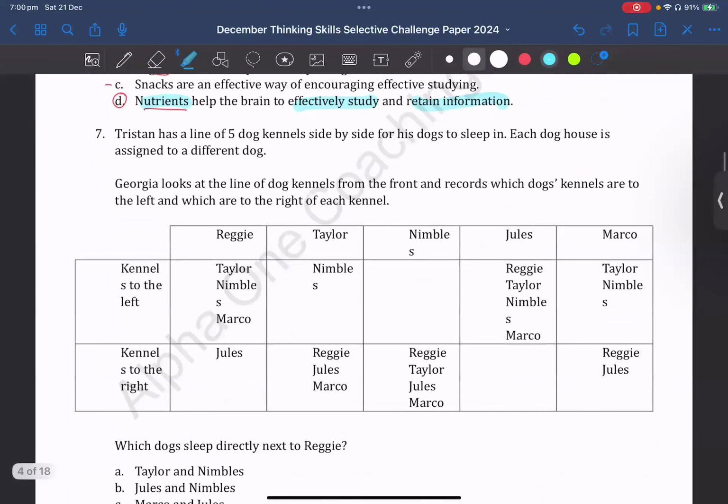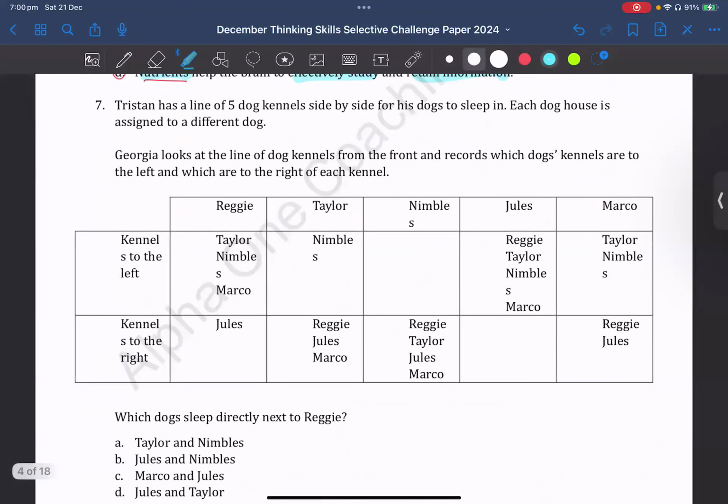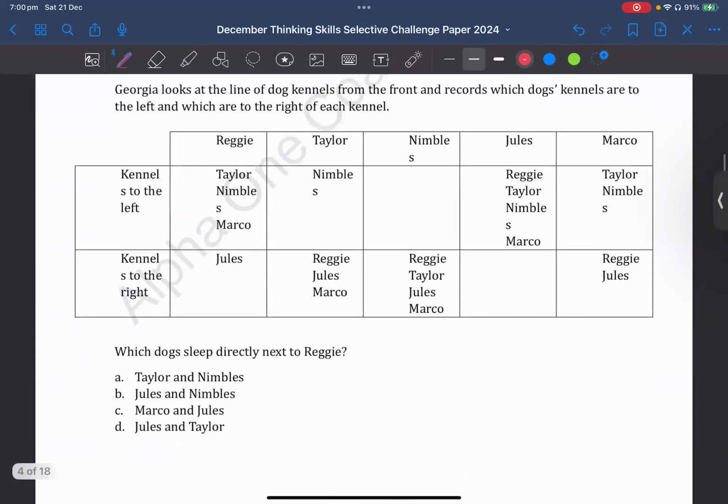So moving on, Tristan has a line of 5 dogs. Each doghouse is assigned a different dog. Okay, so Reggie, Taylor, Nimbles, Jules, Marco, and it says kennels to the left, kennels to the right. When you're doing this question, please remember your lefts and your rights. I say this as someone who forgets which one is left or right when I'm driving. That is a joke. But yeah, alrighty.